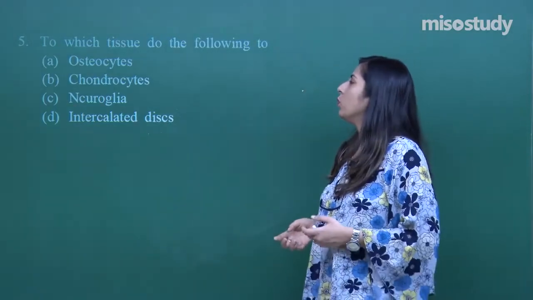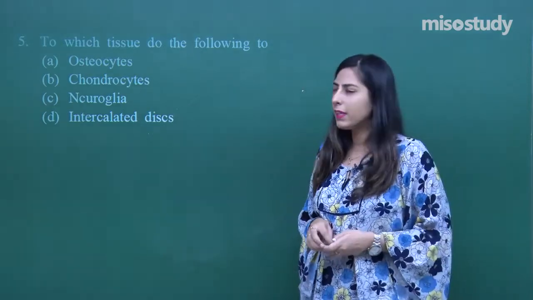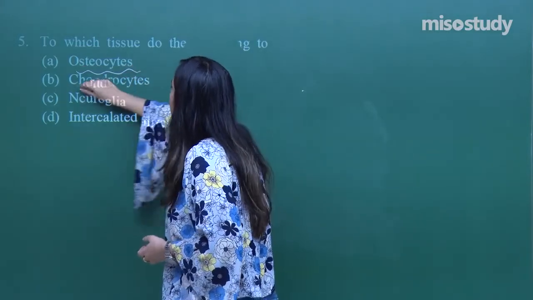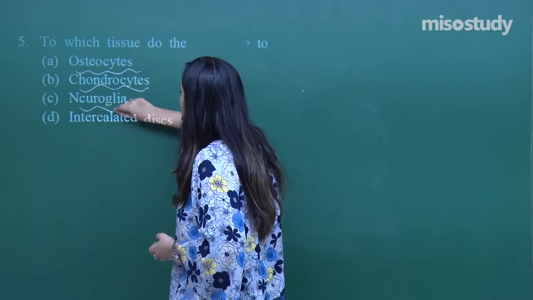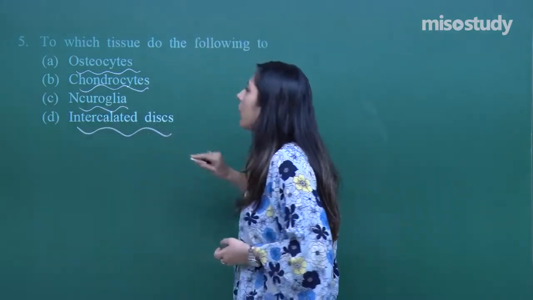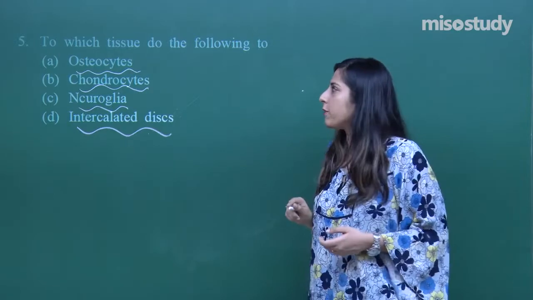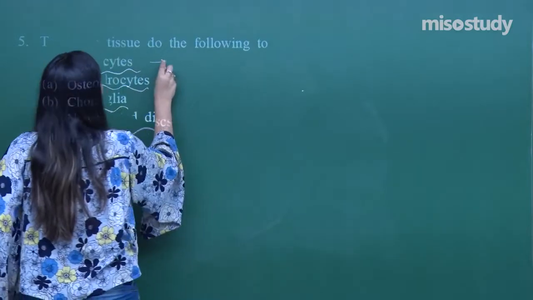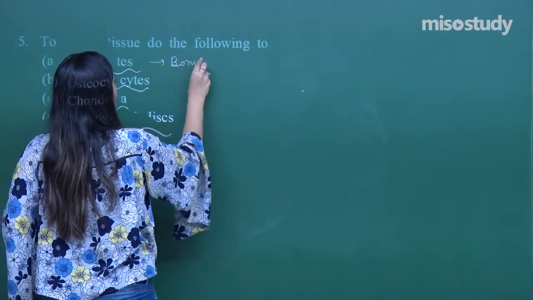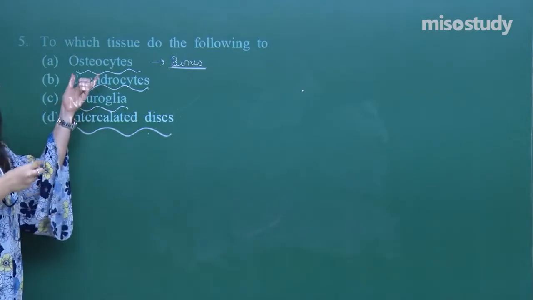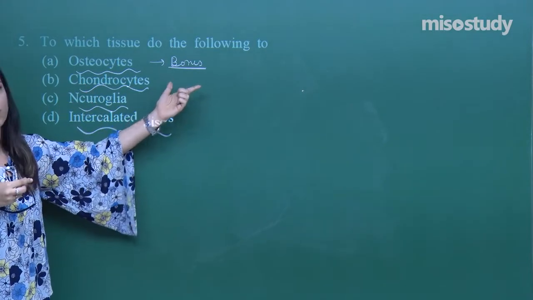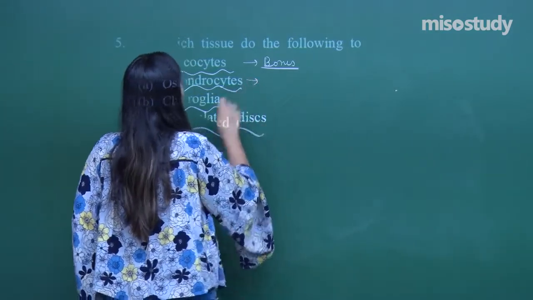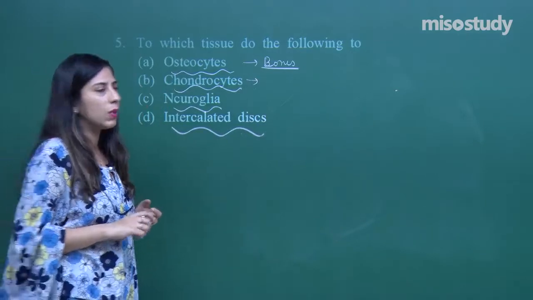To which tissue do the following belong? Basically, we have to discuss these different cells and where they are present. First, we have osteocytes. The name itself indicates they belong to bones. Osteology is the study of bone, so they belong to bone. Next is chondrocyte. Chondrocytes belong to cartilage.